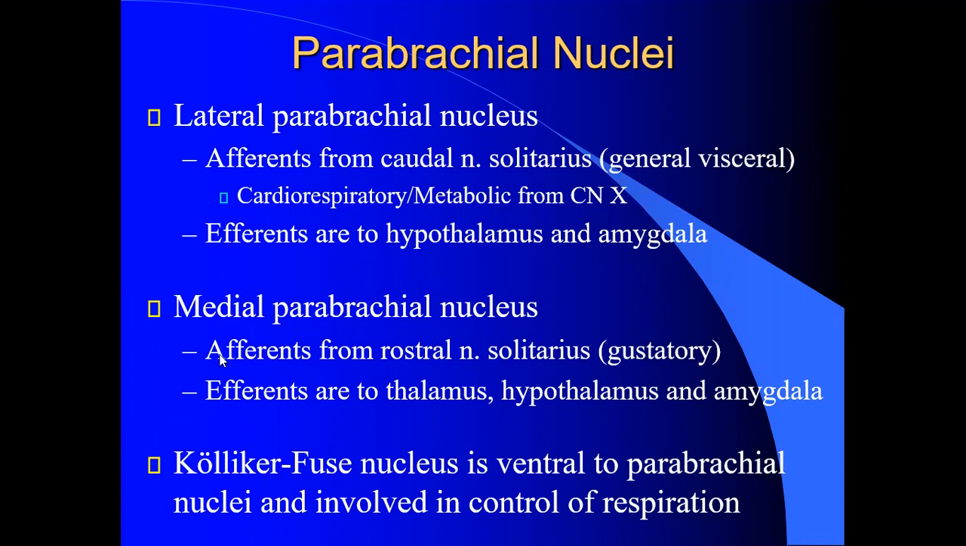The medial parabrachial nucleus brings in the afferents from the rostral nucleus solitarius. And what did that do? Well, that brought in taste. And so the efferents from the medial parabrachial are going to go to the thalamus, the hypothalamus, and also to the amygdala. And then there's this interesting Kölliker-Fuse nucleus, which is ventral to the parabrachial nucleus, and that is limited to respiration. All right, so medial is for taste, but the lateral parabrachial and the Kölliker-Fuse bring together all of the cardiovascular information that's coming in through the medulla.